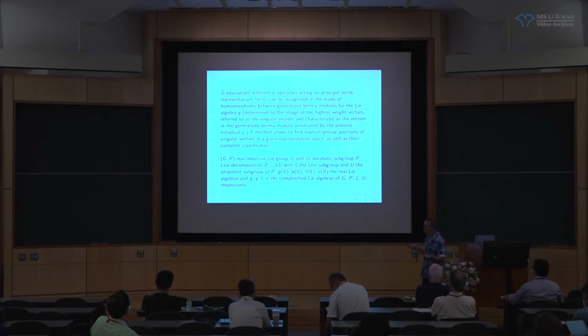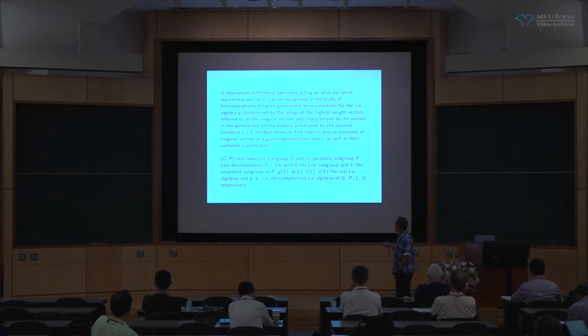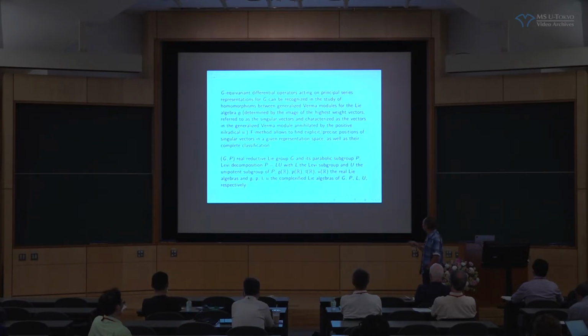Okay, so the setup is quite similar to the notation which was introduced in the previous lecture. The pair G and P is a real reductive Lie group and its parabolic subgroup P, and P has the Levi decomposition L times U, where L is the Levi subgroup and U is the unipotent subgroup of the parabolic, and the round brackets containing R are the Lie algebras for G and P and L and U, and the complexifications are g, p, l, u, without any R, without any C. Complexified Lie algebras of G, P, L, U, and so on.